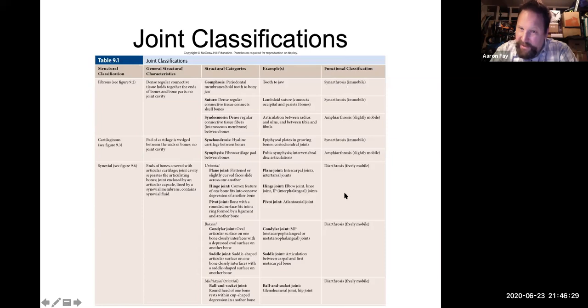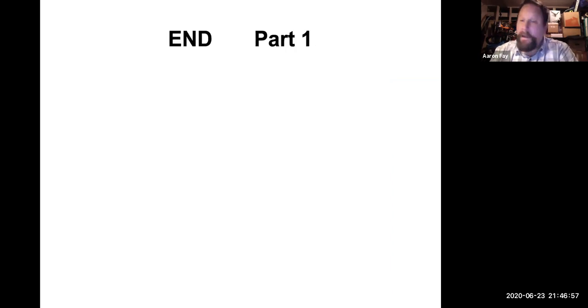And yes, you do need to know the functional classification for each of these. Gomphoses, synarthritic, suture, synarthritic, syndesmoses, amphiarthritic, synchondroses, synarthritic, symphysis, amphiarthritic, and synovial is all diarthritic. So pretty much almost everything that I've gone over so far is summarized in this table here. So definitely put some stars across the top, spend some time with this table. That brings us to the end of part 1. In part 2, we'll talk a little bit about the motions that articulations can make, the motions that bones can do. But we'll cover that next time.